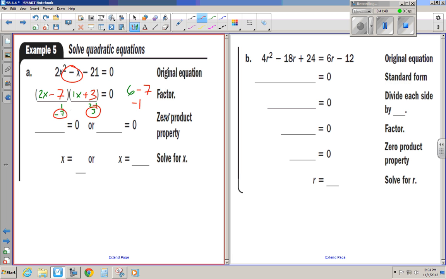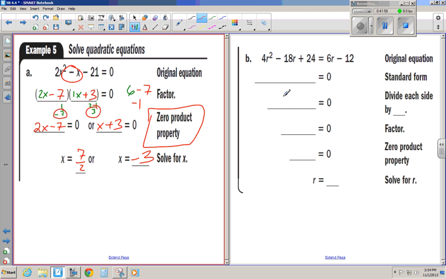The zero product property says that for this to equal 0, 2x minus 7 equals 0 and x plus 3 equals 0. So when you solve, that's negative 3, and we've got 7 halves right here.